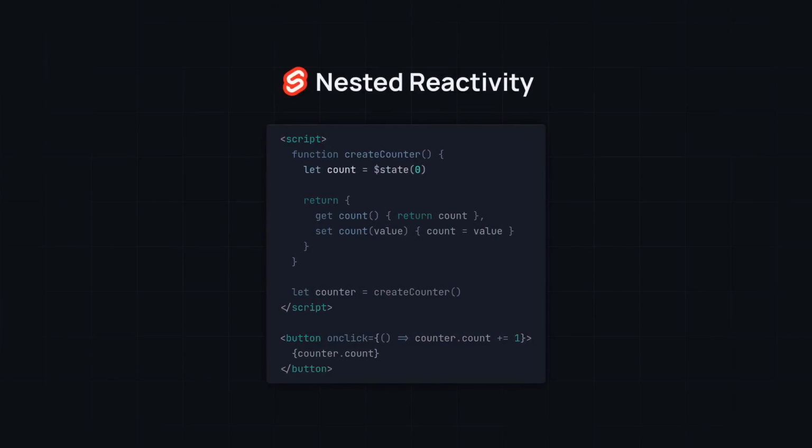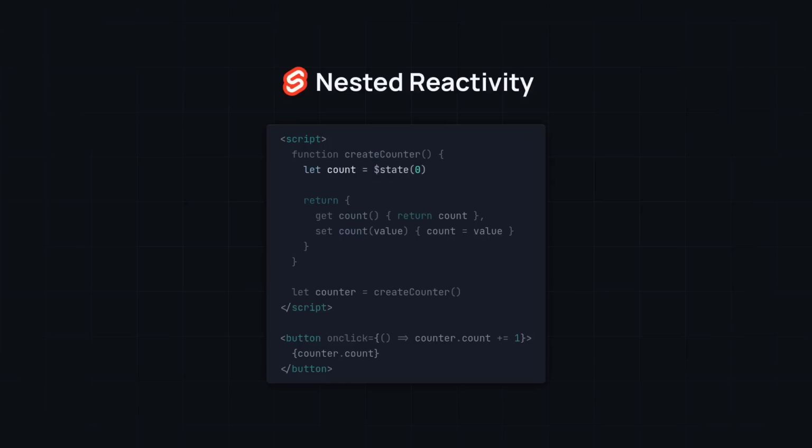If you remember this example from before, here we define a count by saying count equals $state(0), and then we have to define a getter and setter. Now when we say counter.count += 1, we're going to invoke the setter and update the count value, which is going to reactively update in our template where we have counter.count. But what I haven't told you is you can write this in a simpler way.